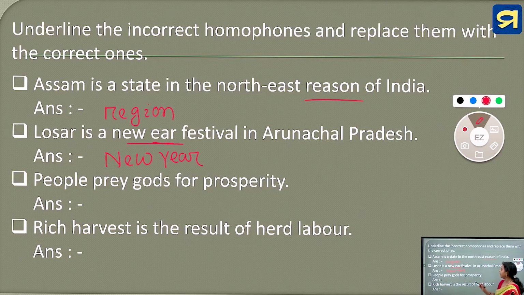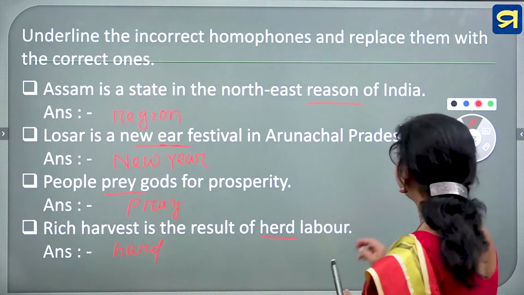Next, people pray gods for prosperity. Here the word pray, P-R-E-Y, will be replaced by P-R-A-Y, pray. Okay, children. Next, rich harvest is the result of hard labor. Good. H-E-R-D will be removed and replaced by H-A-R-D. Okay, hard. Okay, children.